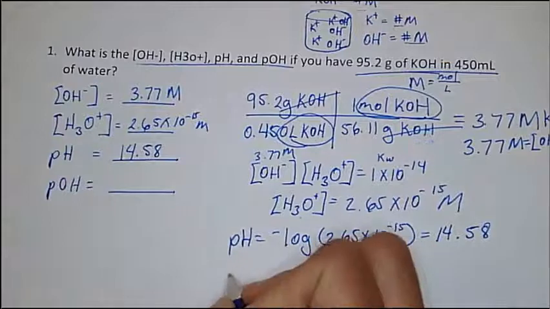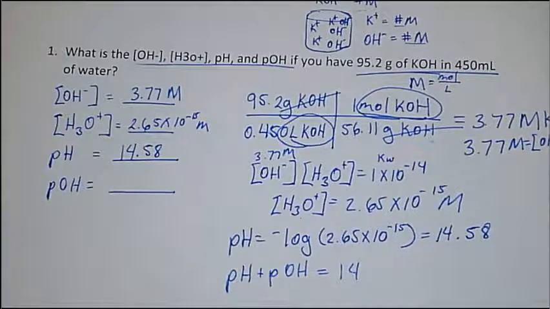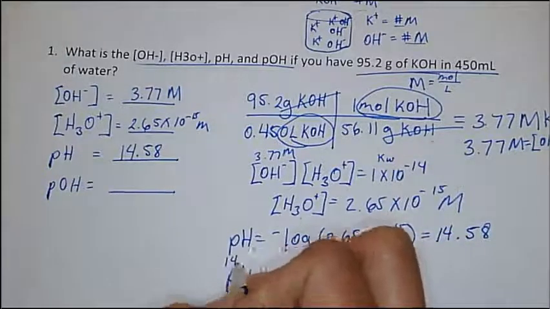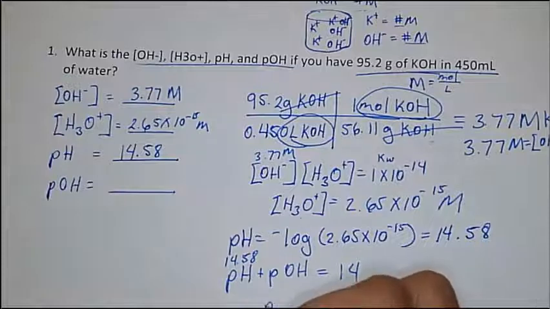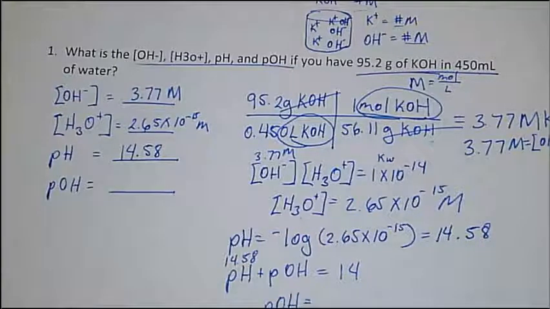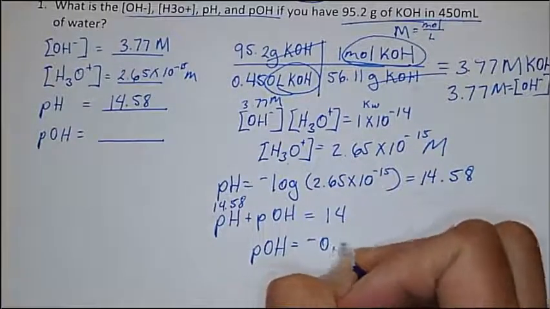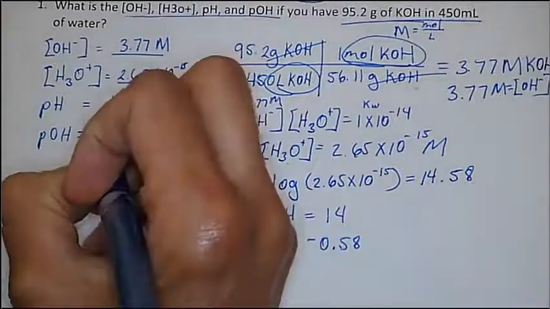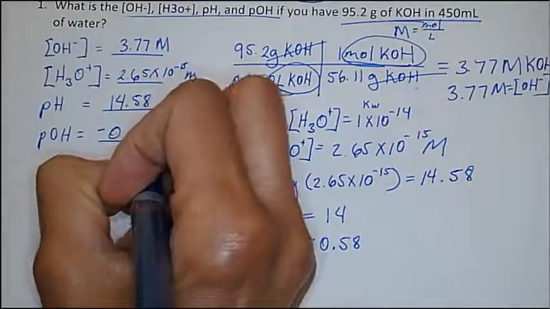And now if I want to get my pOH, remember this relationship. So if I have my pH here, 14.58, I'm going to try to find my pOH value. And this is 14. So 14 minus 14.58 is going to give me, in this case, a negative 0.58. Okay? And so my pOH value is a negative 0.58.